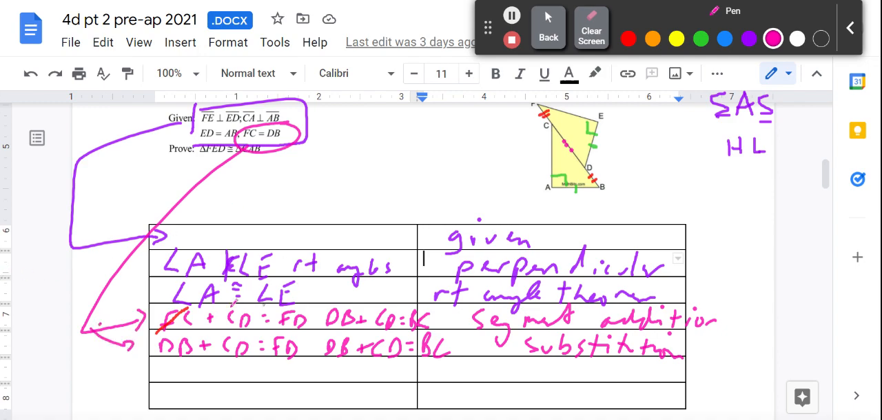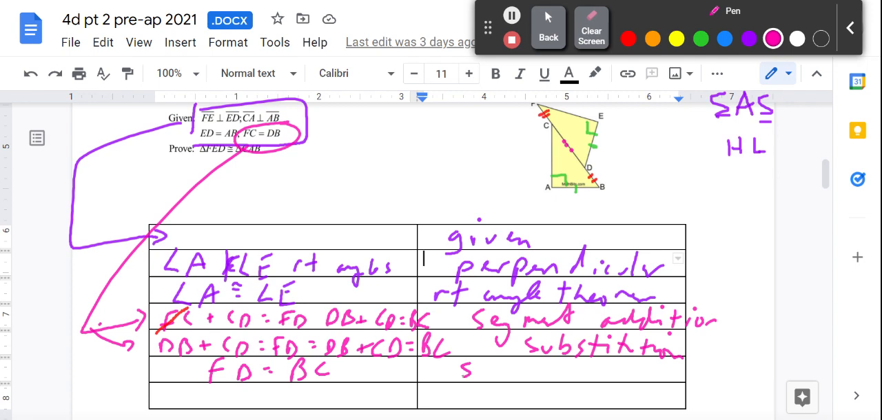And now we see that all these things are equal, okay? So, DB plus CD equals FD and DB plus CD equals BC, okay? So, since all of these things are equal to each other, we know that FD is equal to BC.